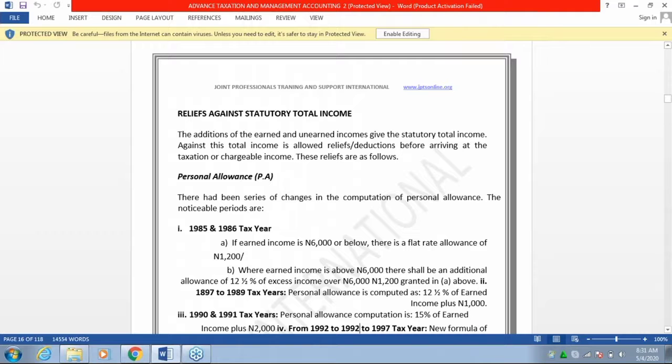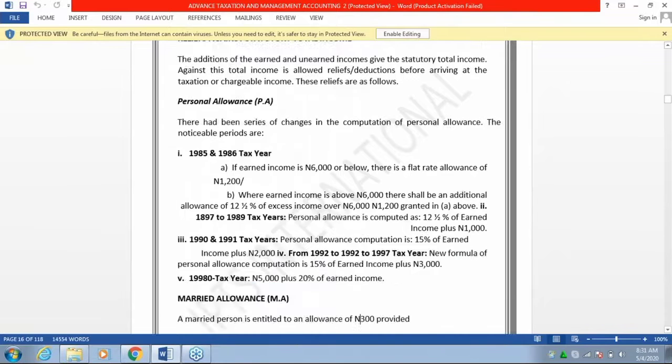Two, for the 1987 to 1989 tax year, personal allowance is computed as 12.5% of earned income plus 1,000. Can you get that? Yes. For the 1990 and 1991 tax years, personal allowance computation is 50% of earned income plus 2,000.